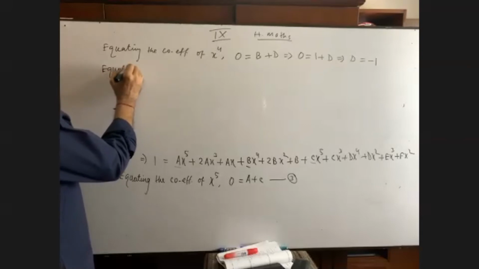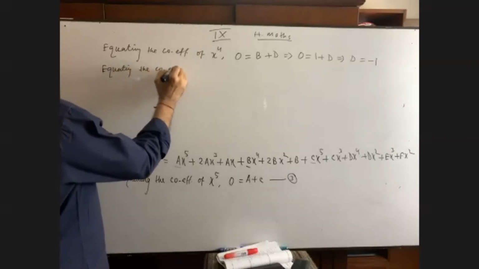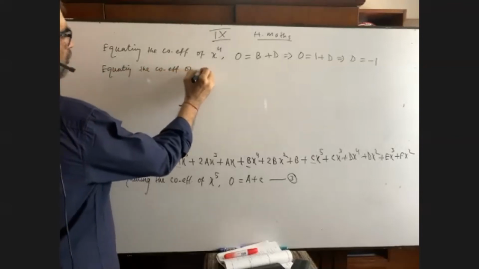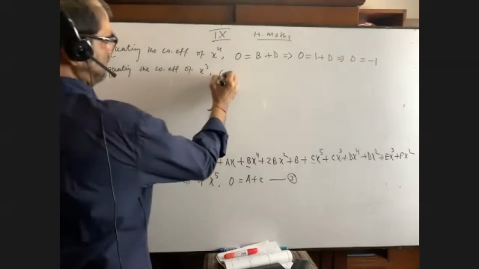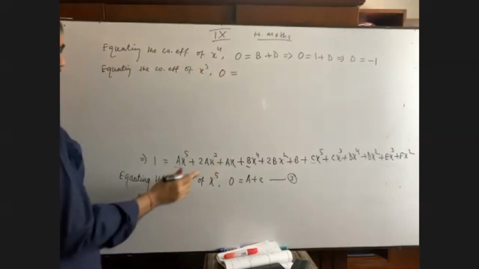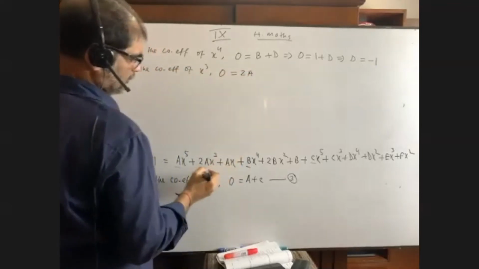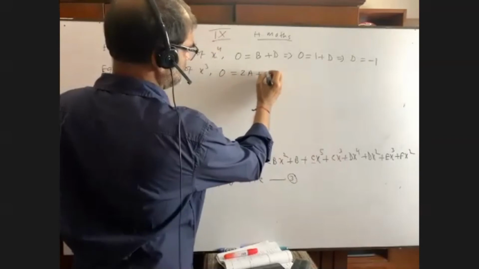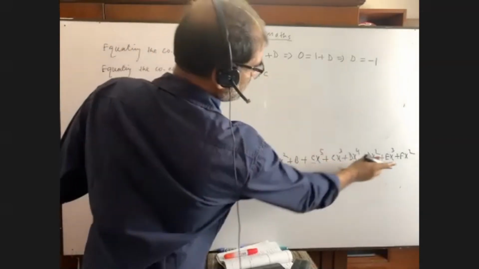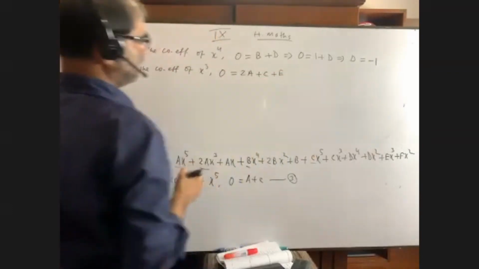Equating the coefficient of x cubed. It is 0 on the left hand side. For x cubed, we are getting 2a, here it is plus c, and it is plus e.